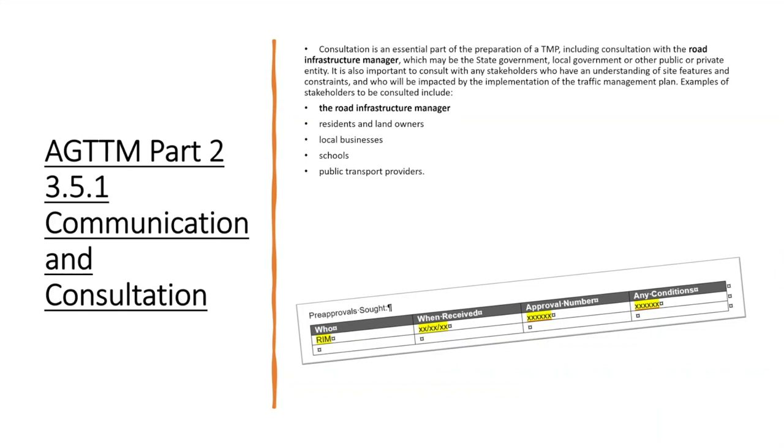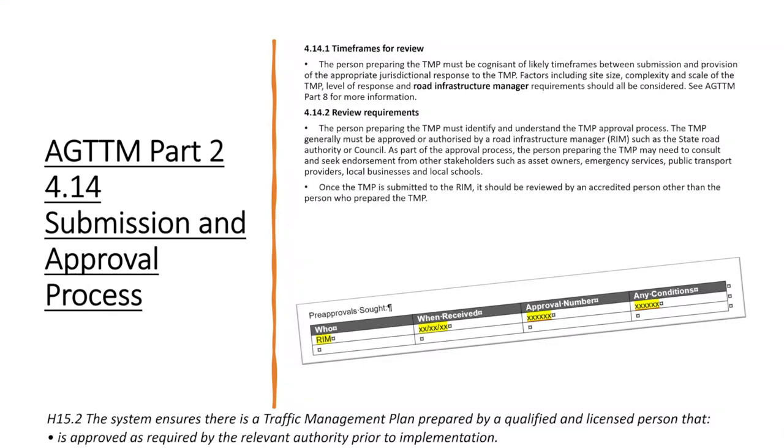I've just dropped a snip in there as well, out of our TMP template, showing how we're addressing that pre-approval that would be sought. I highlight it as a pre-approval because further on in Part 2, it talks about an approval process. But we've tried to approach that from a proactive, getting in front of it, pre-approval being sought, as opposed to building the TMP, doing the risk assessments, asking for that road closure and getting knocked back.